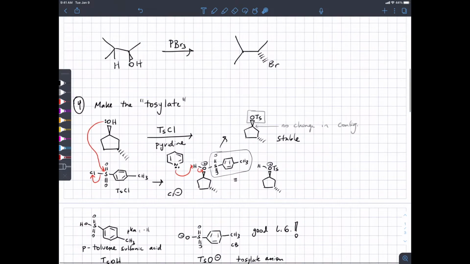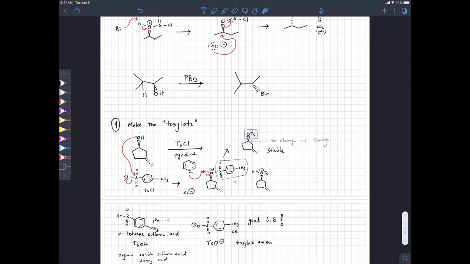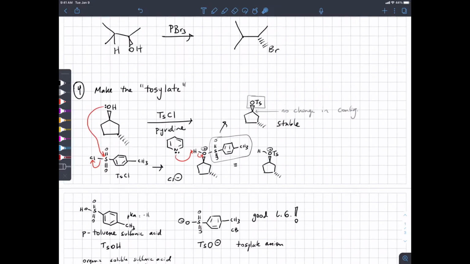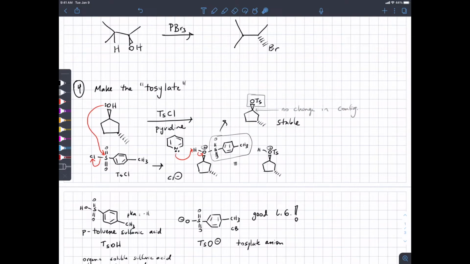Okay, so you're going to use PBr3 and SOCl2 when you want to convert an OH into a good leaving group, the halide, with inversion of configuration. You're going to use TsCl when you want to turn the OH into a good leaving group, the tosylate, without inversion of configuration. And the other nice thing about tosylates is they are shelf stable, meaning you can store them indefinitely.